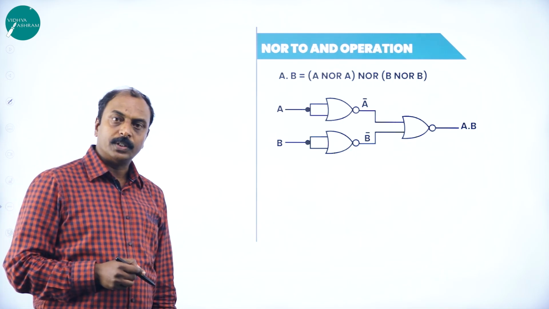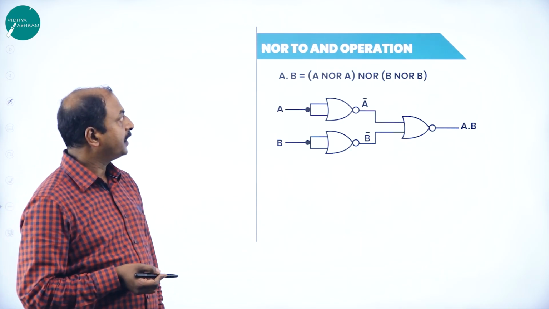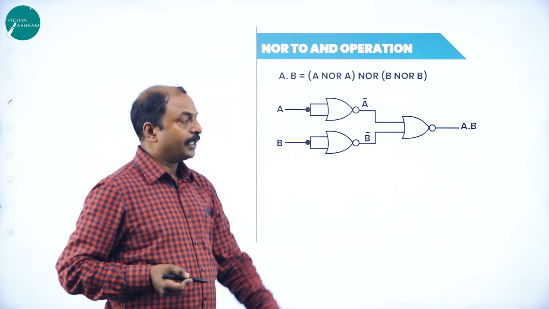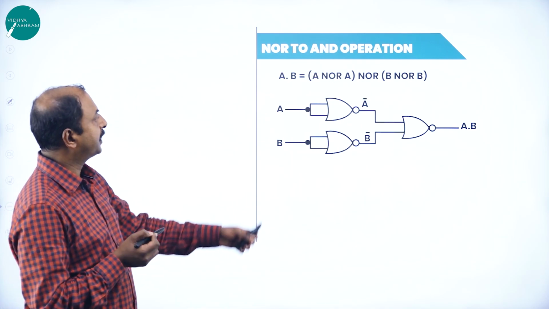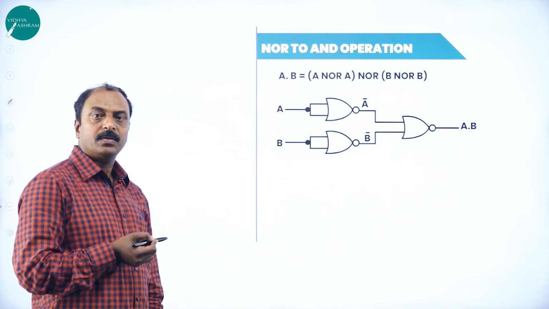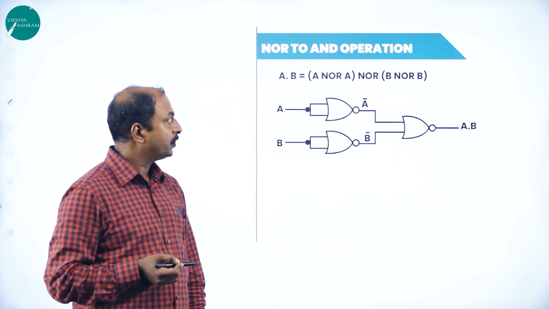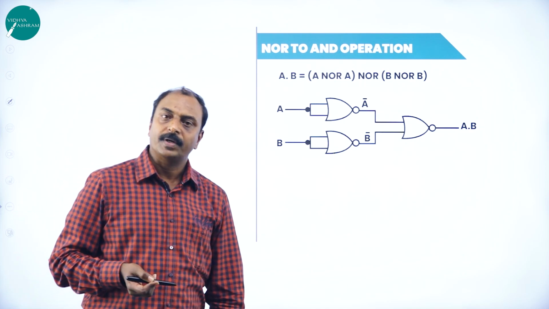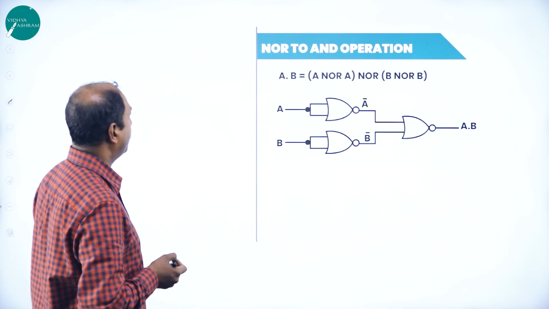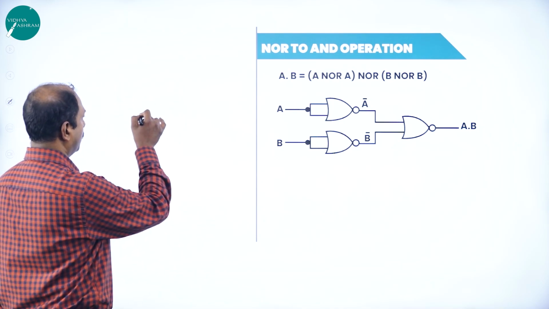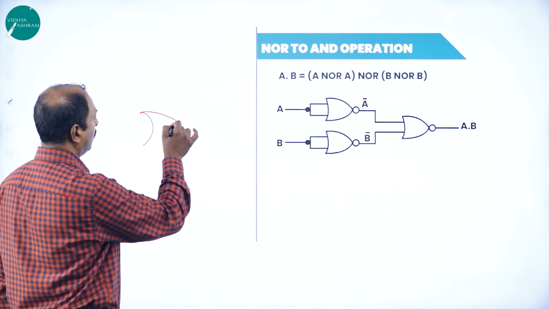Now let us move on to one more operation, that is NOR to AND operation. It means we have to design a circuit of an AND gate by using a NOR gate. Now, you know what a NOR gate is?